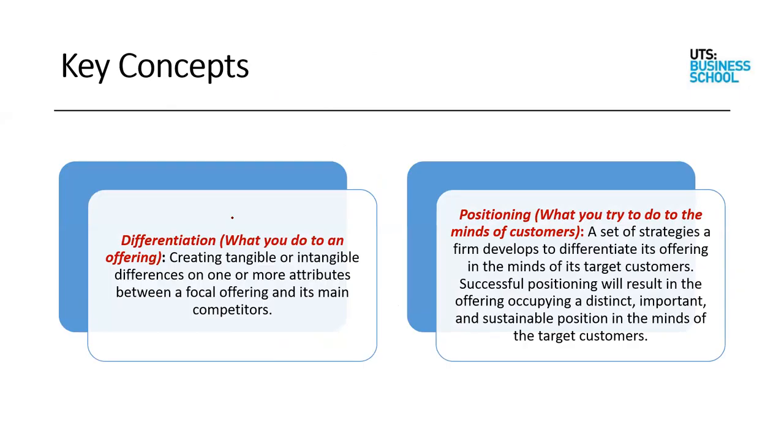So when a brand wants to position against competitor brands and reach out to the consumers in that particular segment, there are two things that the brand needs to do. The first is differentiation. What you do to an offering. So what are the tangible or intangible attributes of your offering that differ from the main competitor offering? So that is the key point of differentiation. How are you able to differentiate your product from the existing competitors?